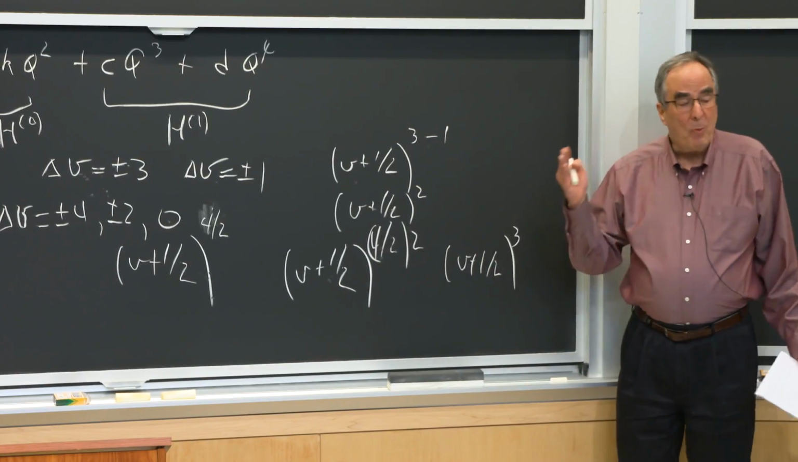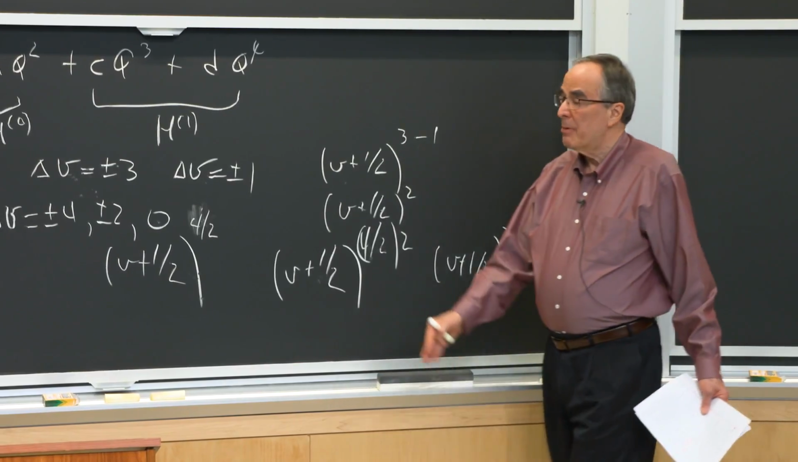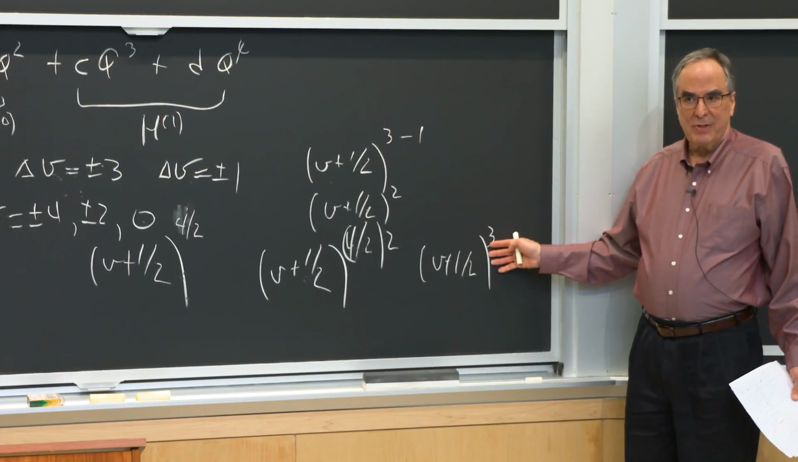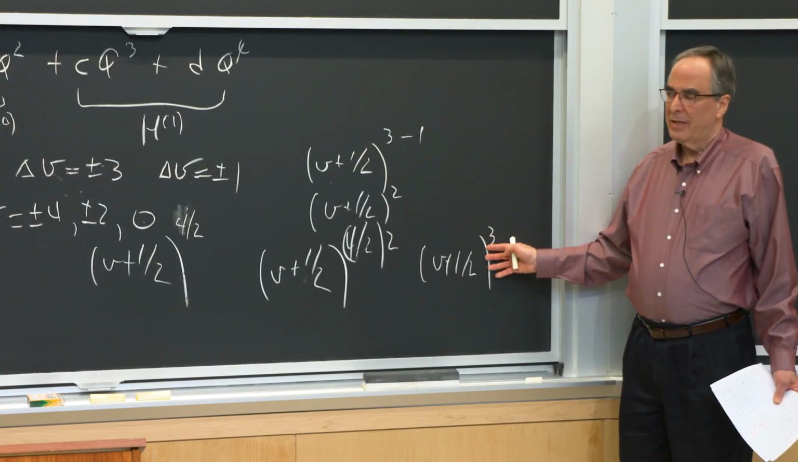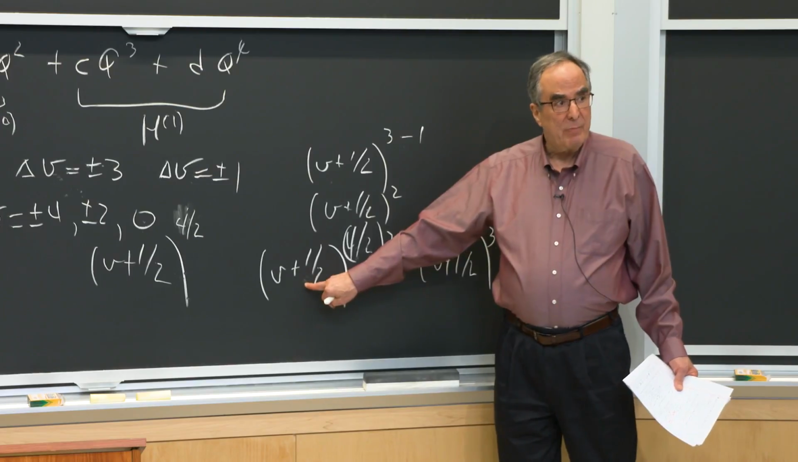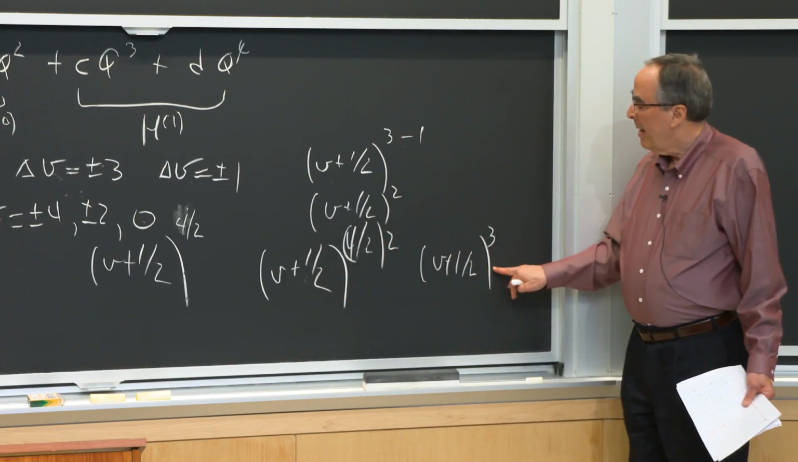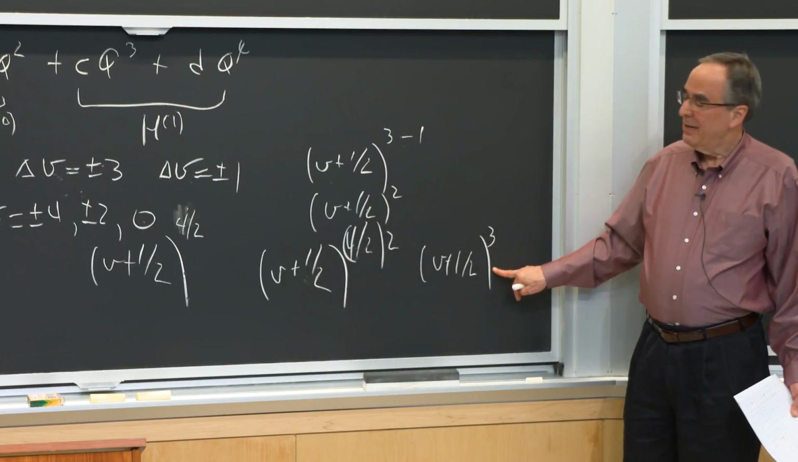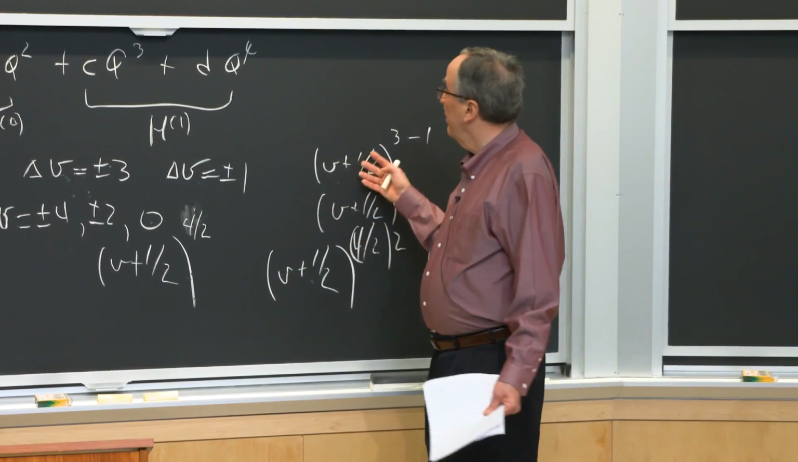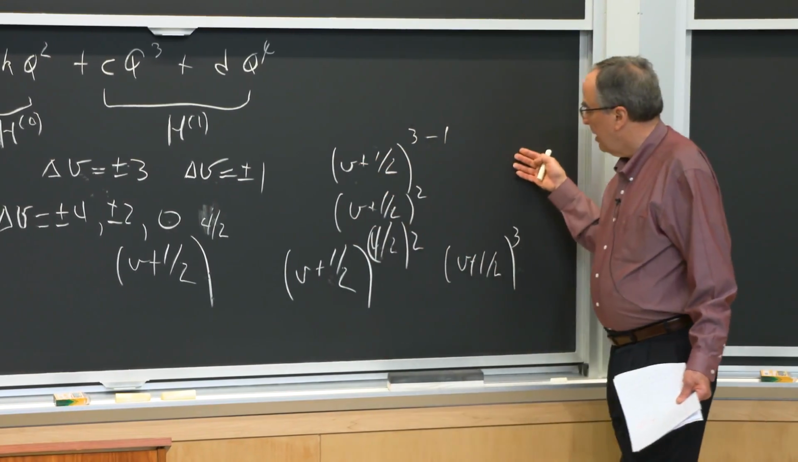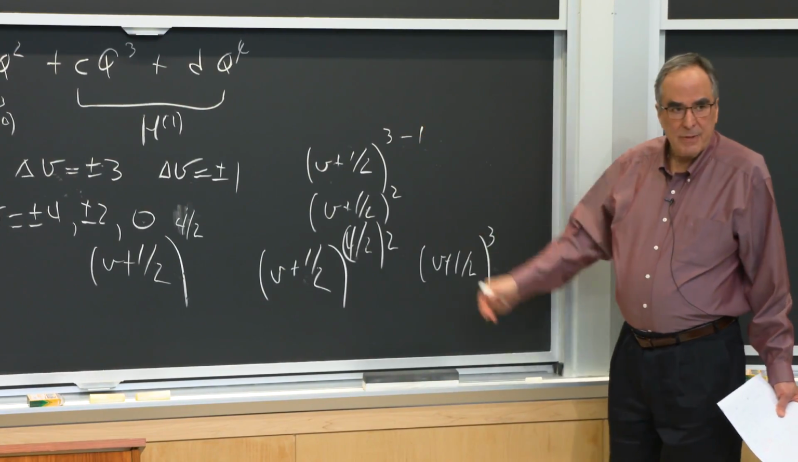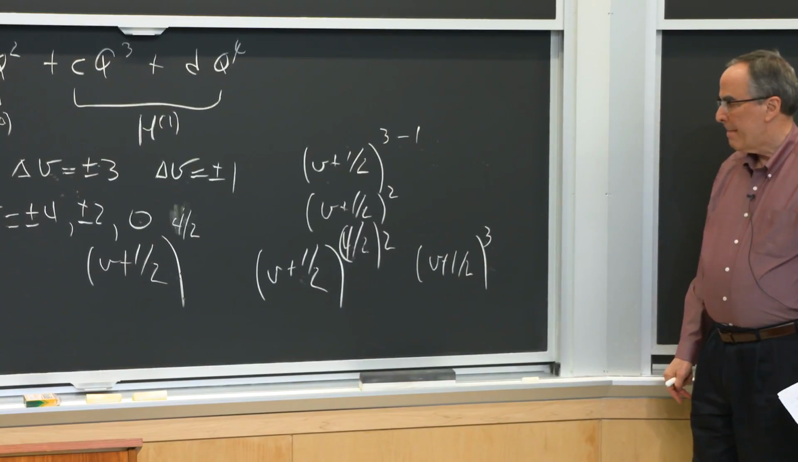So what we're hoping to get from the perturbation theory is the highest order terms in the energy expression. And so q to the 4th gives a signed (v + 1/2) squared term, and it gives an unsigned, always positive, (v + 1/2) cubed term. And this one gives (v + 1/2) squared terms. Okay?